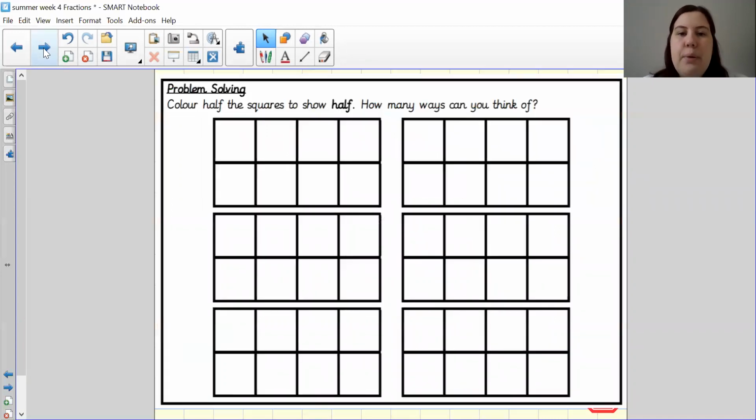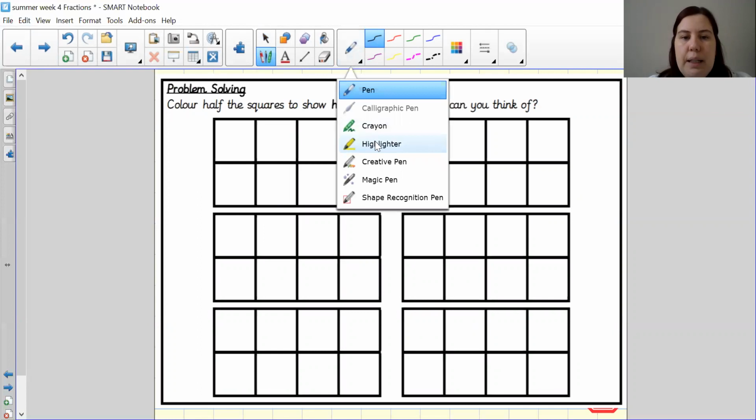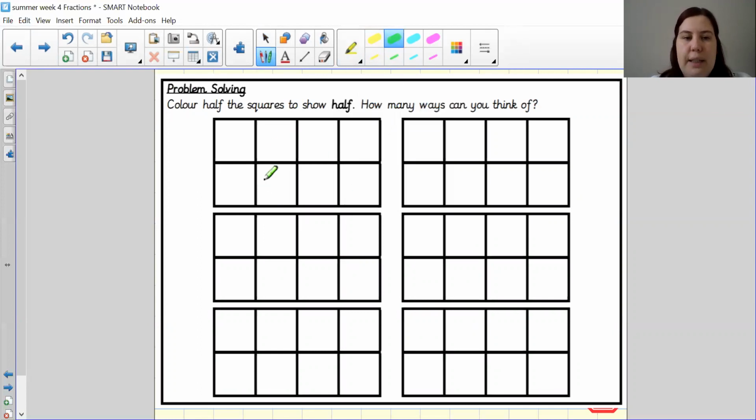We are going to begin with a slightly different problem for today. You are going to be making your own problem solving. I would like you to colour half of the squares to show half. How many different ways could we do this? I'm going to do one for you, and then I would like you to think about how you could do it differently. And you can colour them a lot neater than what I am doing.